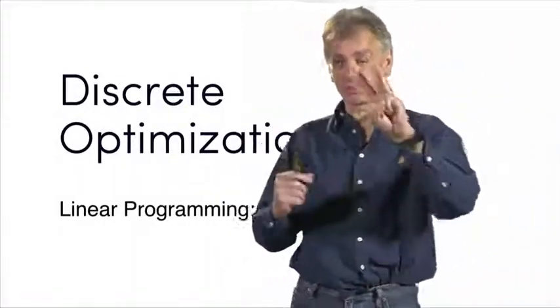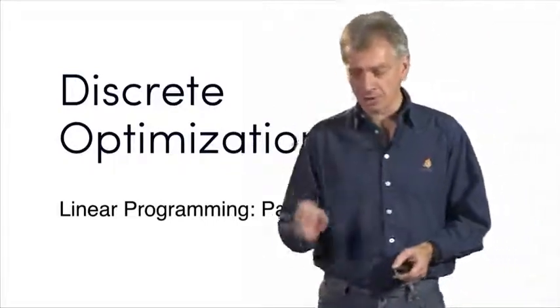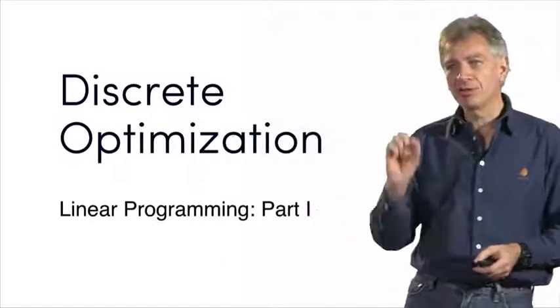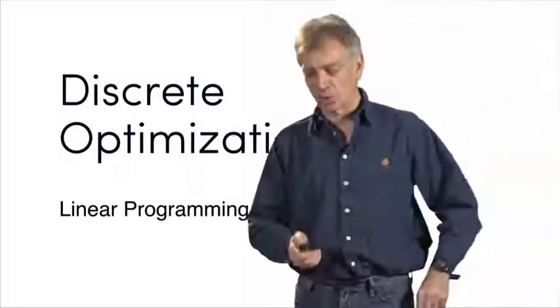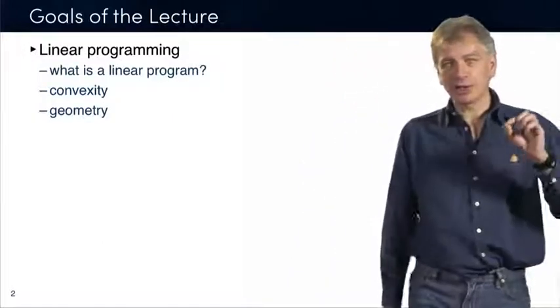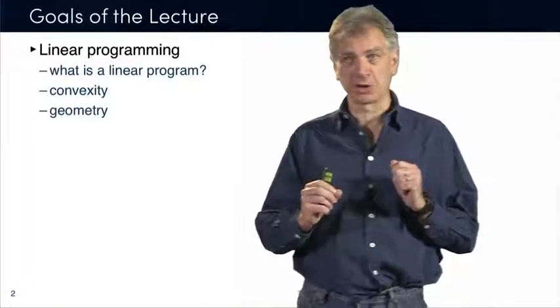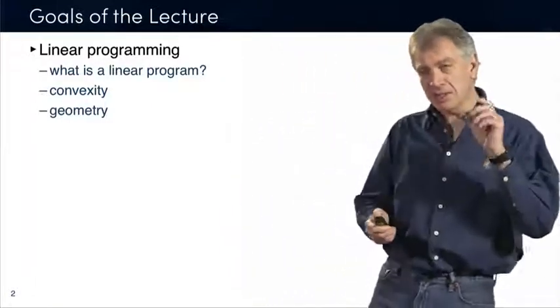We are moving to the third part of this class, which is mathematical programming. This lecture is going to be the first part of that third part, and that's going to be about linear programming. In the lecture we're going to first find out what a linear program is, and then talk about convexity and geometry. Let me give you the context here.